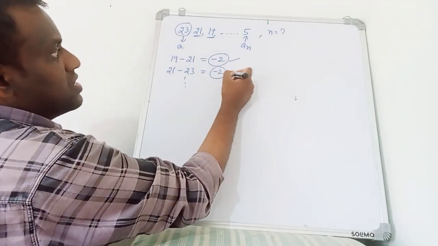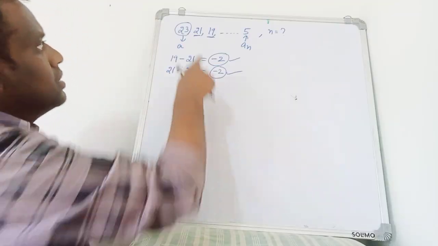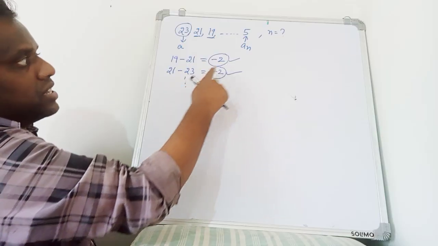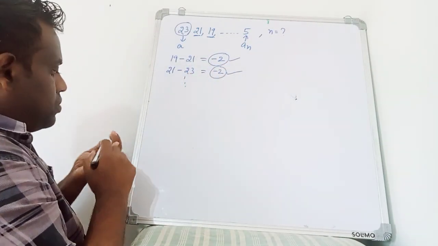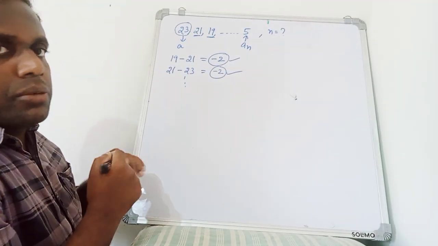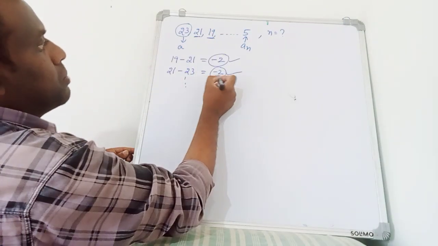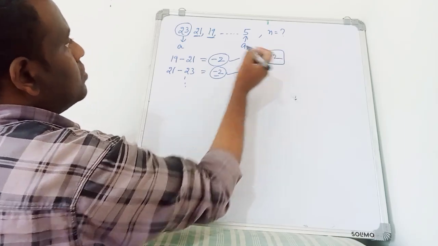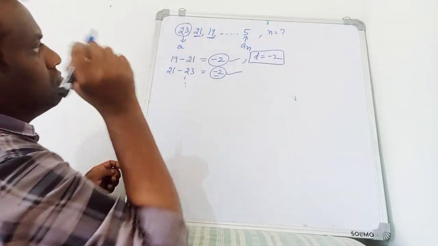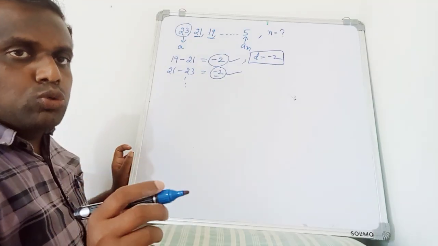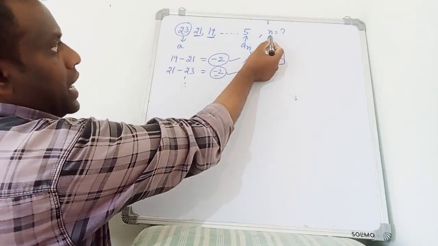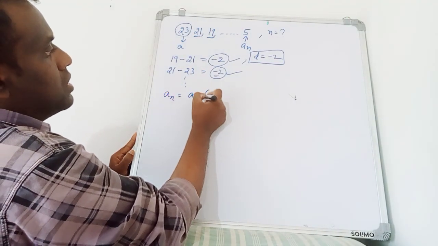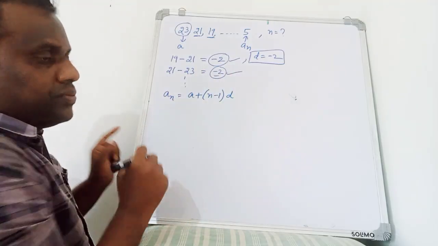When this common difference is the same, that means this is an arithmetic progression. So here we are getting the same common difference, minus 2, minus 2. So this is an arithmetic progression. This minus 2 is the common difference d. So d is equal to minus 2. We have the a value. Now we have to use the formula to find the n value. So a_n is equal to a plus (n minus 1) into d.